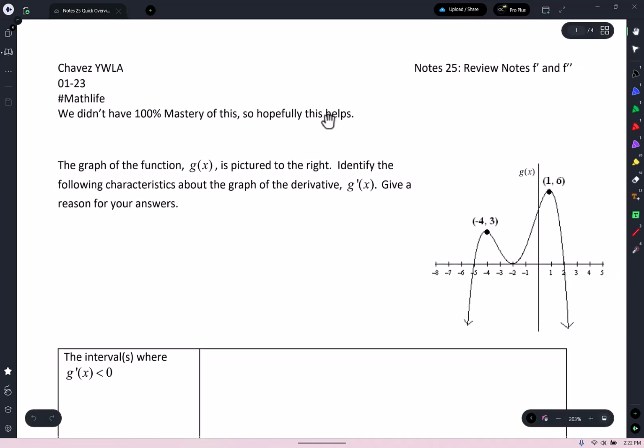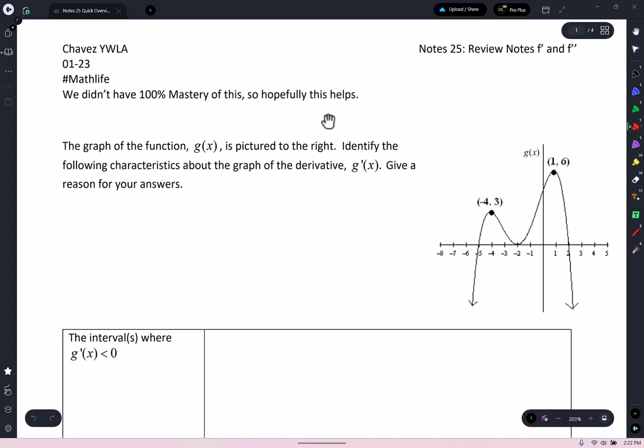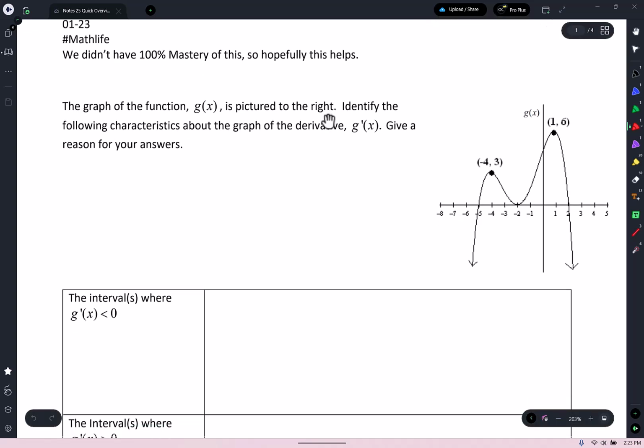All right, so here we go, guys. So, winter gone. We didn't have 100% mastery of this, so hopefully this helps. I hope it helps. You guys will tell me. Some of you got it already down. The graph of the function. So we're going to go two ways.